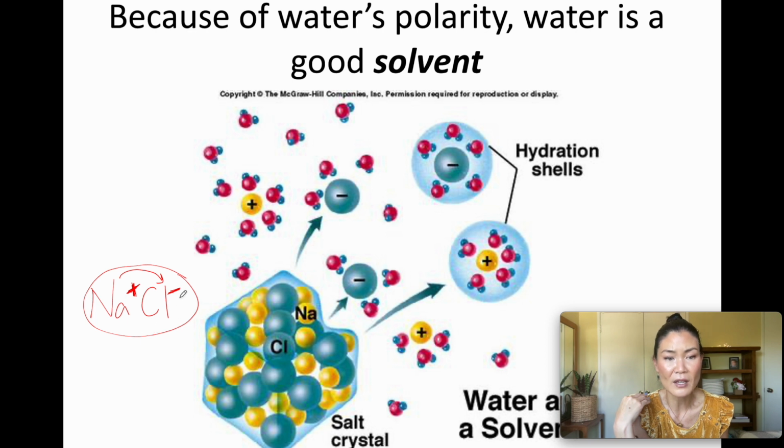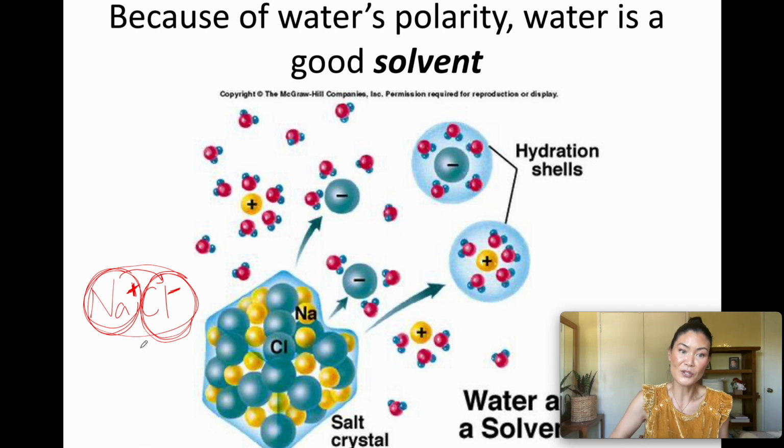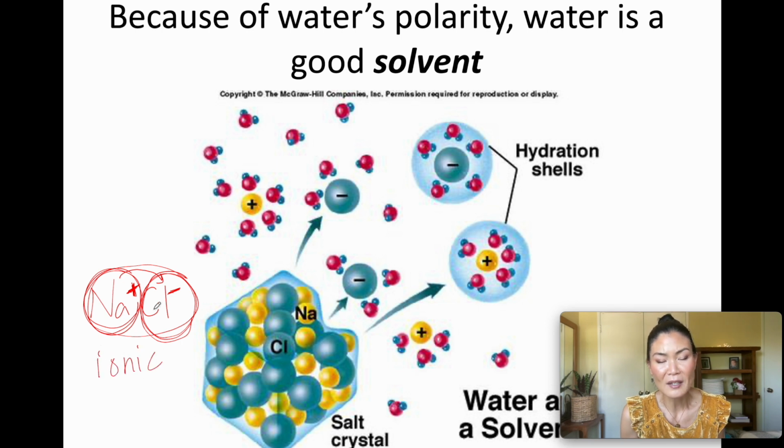And so now you have two ions. I should have circled them separately. So you have a positively charged ion and a negatively charged ion, and opposite charges attract. So salt, the type of salt that you add to your food, is NaCl. It's an ionic substance. We say that it's an ionic substance because it's made through hydrogen bonding, okay?